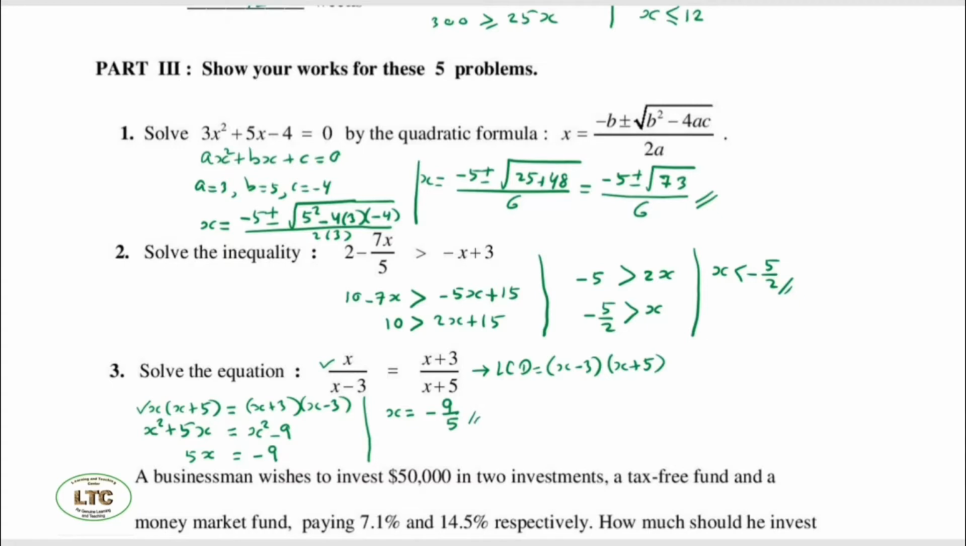And check: if x is negative 9 by 5, can x minus 3 be 0? No. Can x plus 5 be 0? No. So this is okay. Therefore, this is a solution.